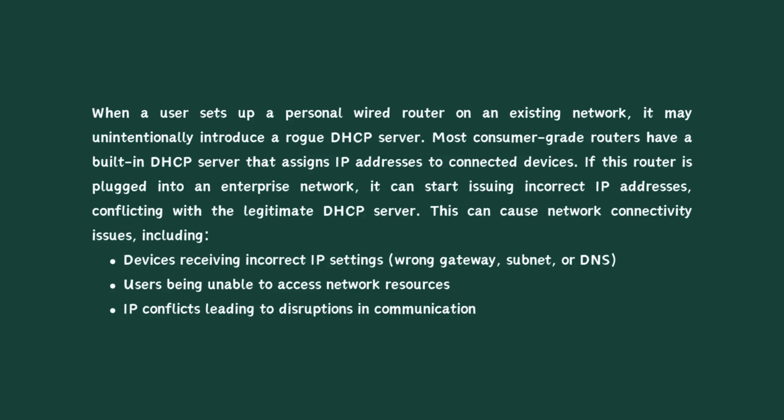Correct answer. C. Rogue DHCP server. When a user sets up a personal wired router on an existing network, it may unintentionally introduce a rogue DHCP server. Most consumer-grade routers have a built-in DHCP server that assigns IP addresses to connected devices. If this router is plugged into an enterprise network, it can start issuing incorrect IP addresses, conflicting with the legitimate DHCP server. This can cause network connectivity issues, including devices receiving incorrect IP settings, wrong gateway, subnet, or DNS, users being unable to access network resources, and IP conflicts leading to disruptions in communication.